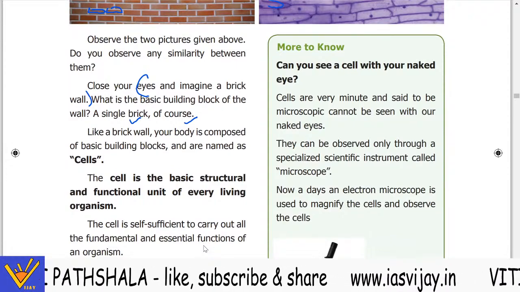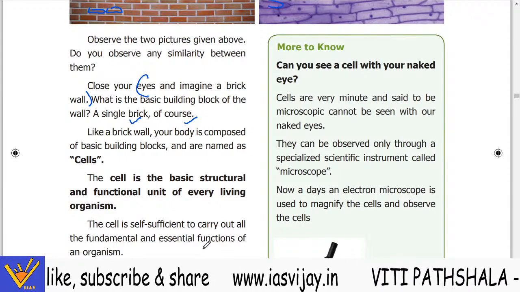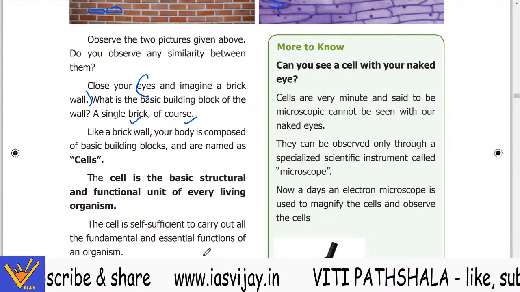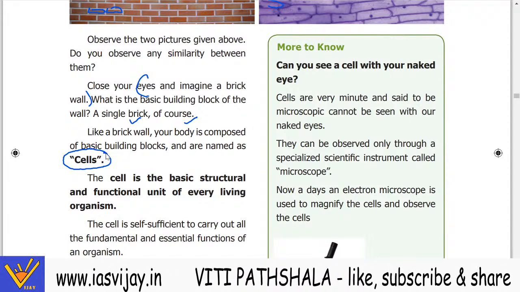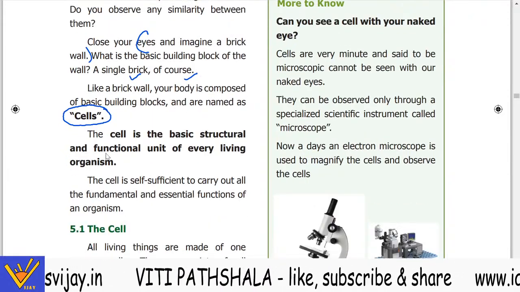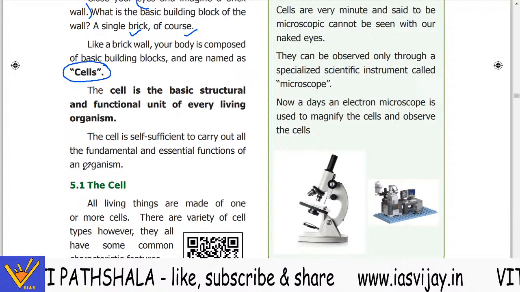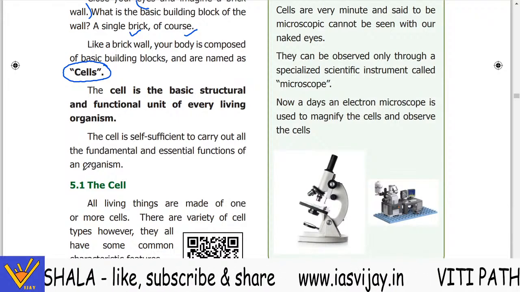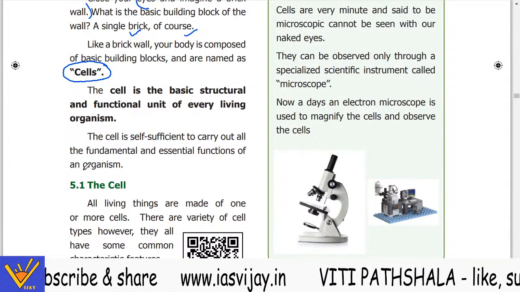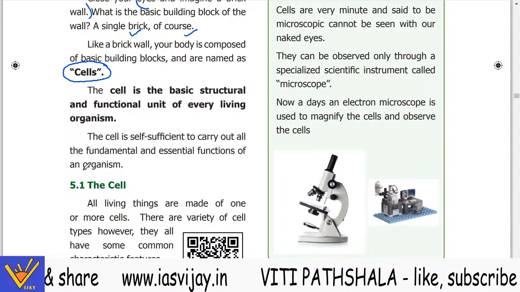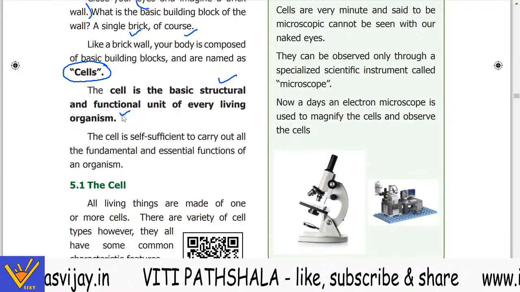Now like a brick wall, your body is composed of the basic building blocks which we call cells. So these are the cells. Cell is the structural and the functional unit of life. So when I was in the 9th class, I learned this definition at that time, and I remember this definition of the cell till now. So the definition of the cell is, it is the structural and the functional unit of life, because it provides the structure to our body and it helps in the functioning of our body. So it does two jobs: one, it provides structure, and the other, it provides function.